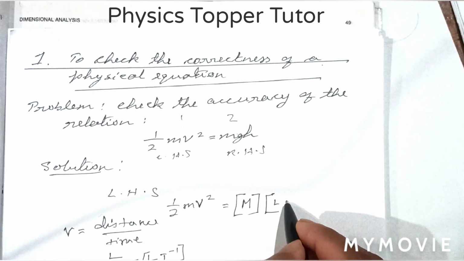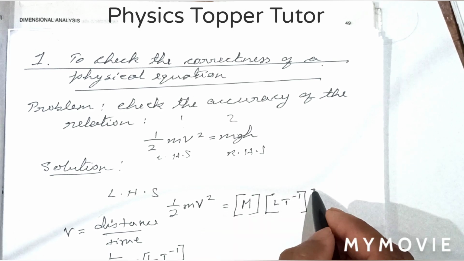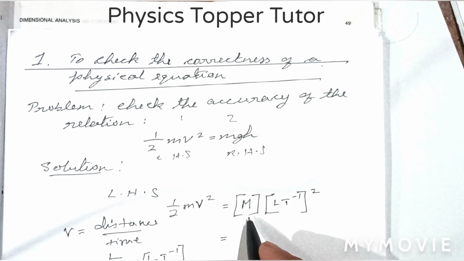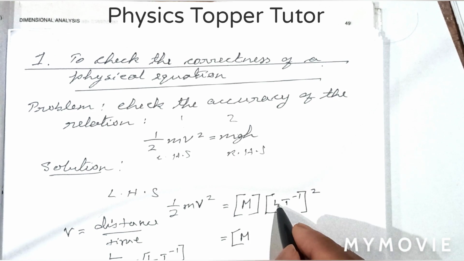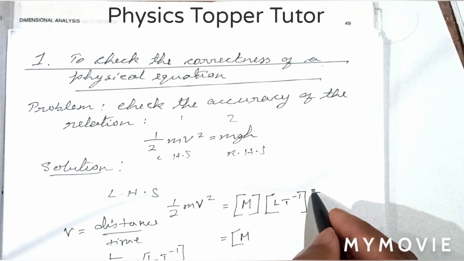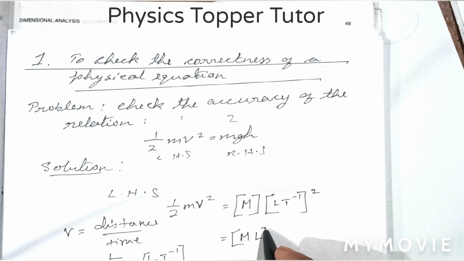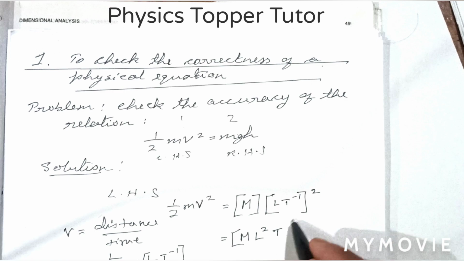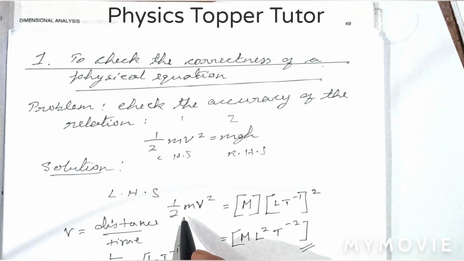So we can put the 1 here like this, but we have a square. Now we put it in one bracket and take it all together. M, L, but there is a square, so this will be L square. Here also we have to multiply: minus 1 into 2 is minus 2. So this is the dimensional formula for the first term, the left hand side.